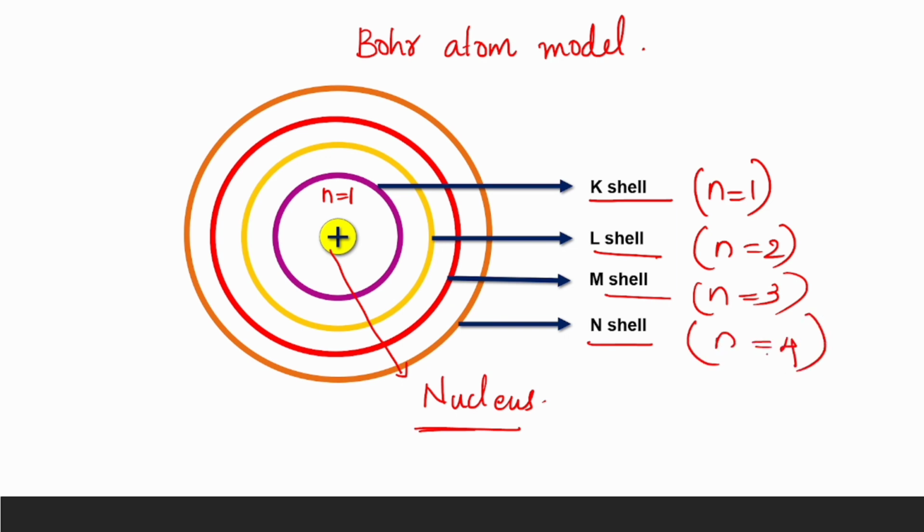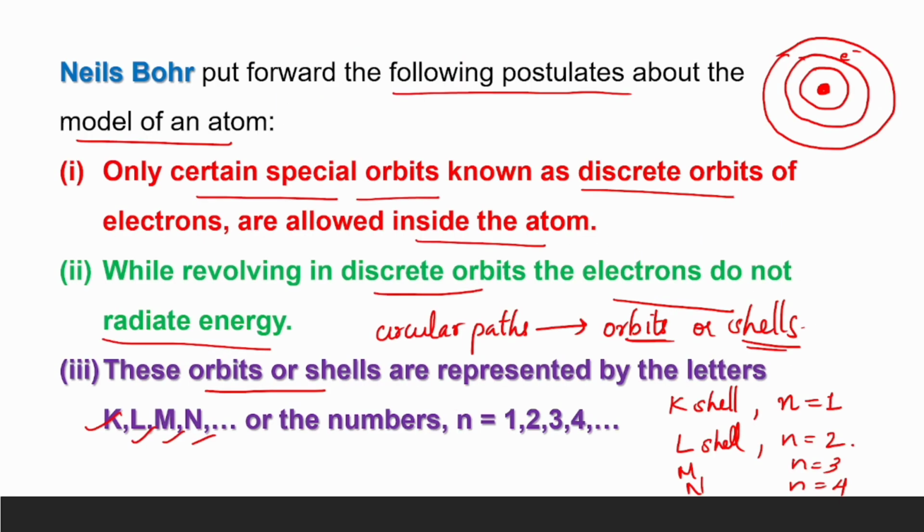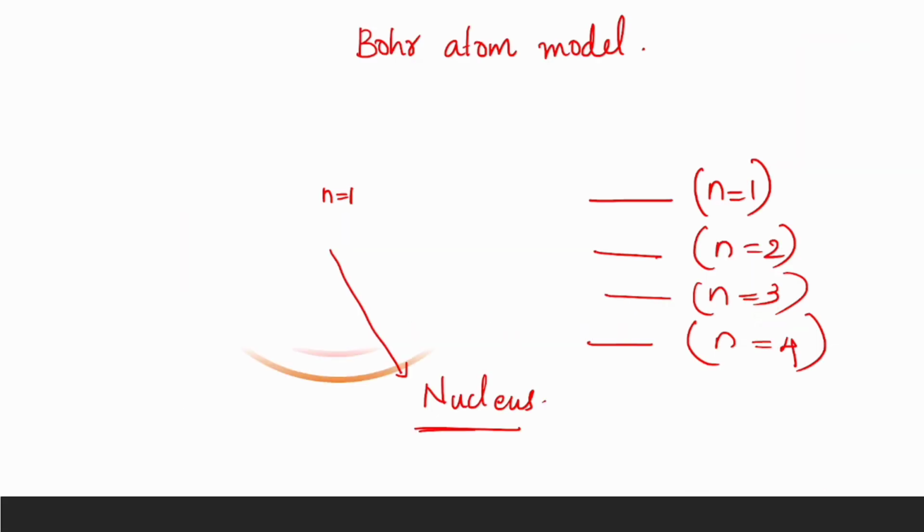So electrons can move in these shells only. An electron cannot move randomly here and there. It can only move in certain particular orbits. They are known as shells: K shell, L shell, M shell and N shell. And when the electron is moving in the circular orbits, it will not radiate energy. These are the postulates proposed by Bohr, and it is known as the Bohr atom model. You need to study the postulates of the Bohr atom model. It is important.